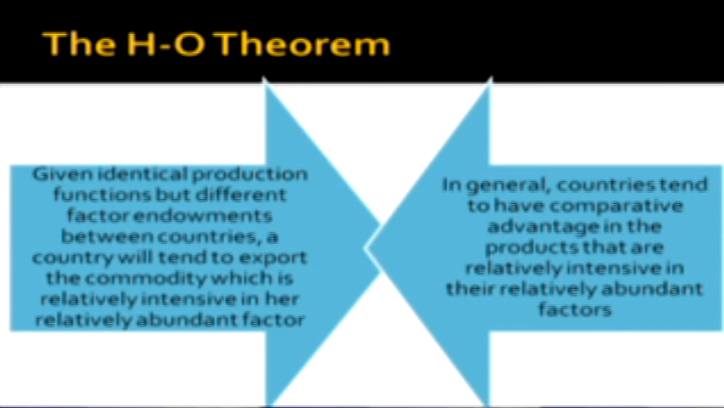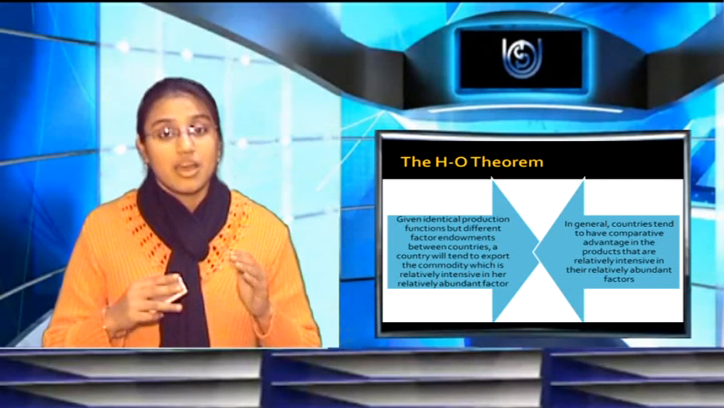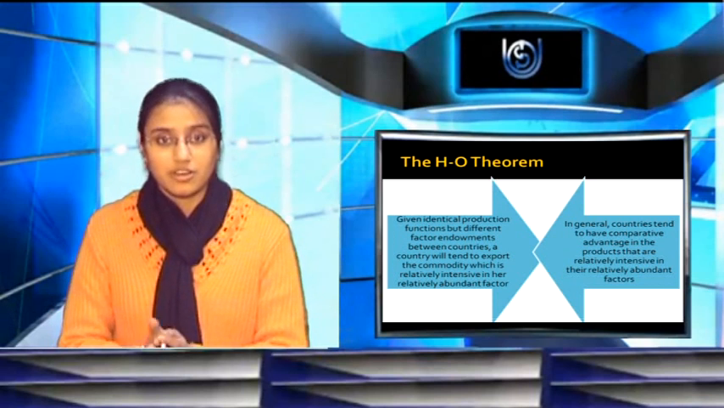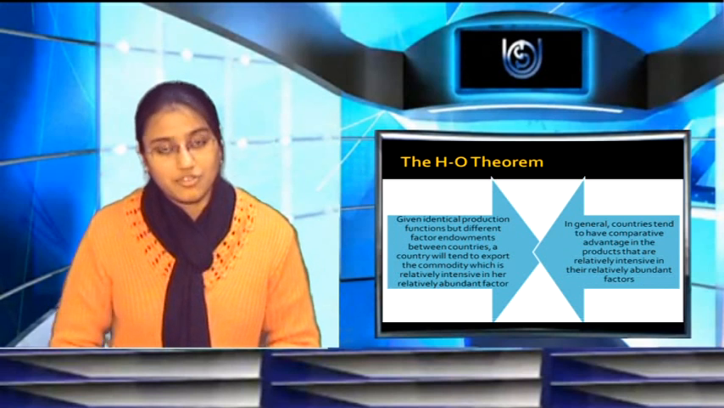If we discuss the HO theorem, it basically states that there are identical production functions, identical technologies in the two different countries, and only the factors of endowment are going to differ the comparative advantage of those two different countries.